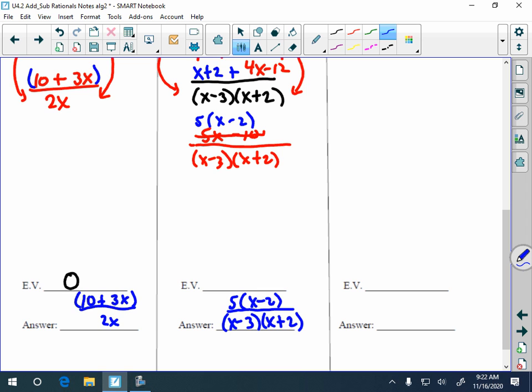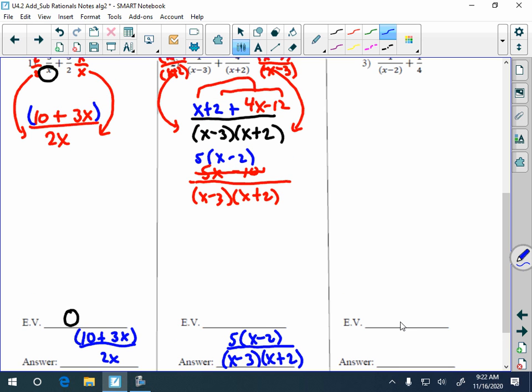My excluded value, again, comes from the original problem, from the denominators. So x minus 3, if I set that equal to 0, I'm going to get 3. And x plus 2 in the denominator, if I set that equal to 0, I'm going to get negative 2.